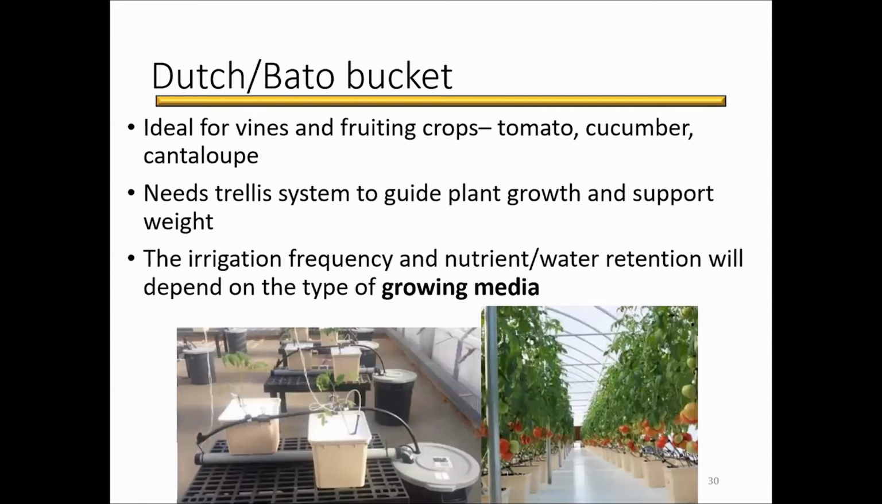system. These systems are ideal for vining or fruiting crops like tomatoes, cucumbers, melons, but you need a trellis system to guide the plant growth and support the weight of the plants. The irrigation frequency and the nutrient rotation will depend on what you put inside that growing media. And this is a choice that is mostly economical, based on what's more available to you and what is cheaper to use in the long run.